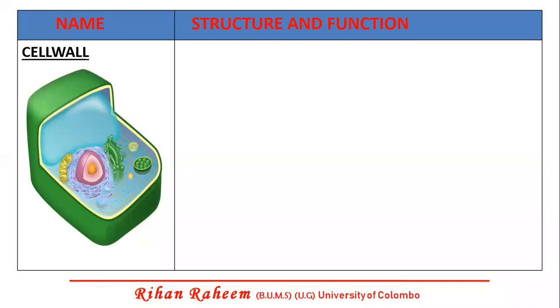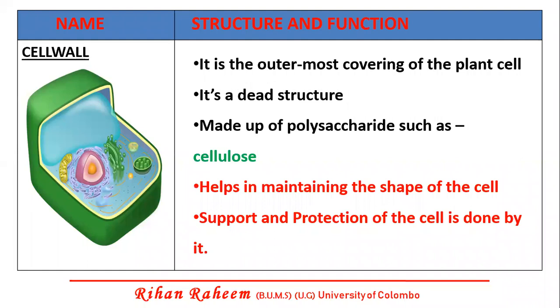And I think you can remember in your grade 10 first lesson, you learned about the structure which helps to form the cell wall. What is the chemical which is used to form the cell wall? Cellulose. So the cell wall is made out of cellulose. That is very important. It is the outermost covering of the plant cell. And also remember, it is like a dead structure.